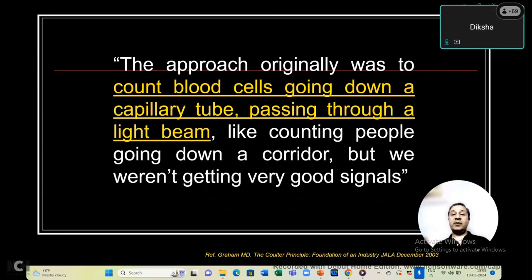Another aspect which needs to be kept in mind is that it was really not the impedance methodology which was the primary methodology to identify cell numbers or define the cells. In fact, the first methodology adopted was flow cytometry, in which the cells went down through a capillary tube and were made to pass through a light beam, and the light beam helped decide the number of cells that were there.